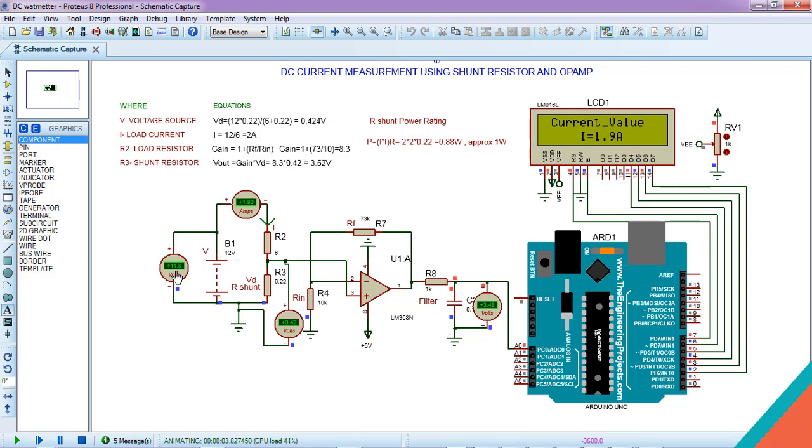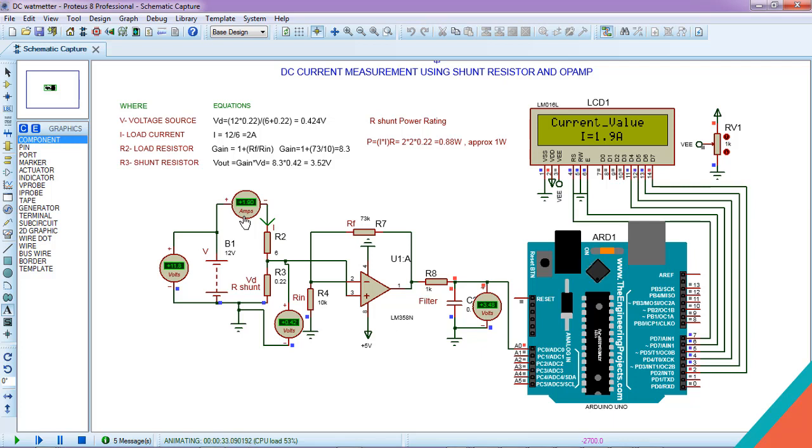Okay, the voltage is 11.8, which is almost 12, and the current from the ammeter is 1.8 amps, which is almost 2 amps. Okay, the voltage drop is 0.42, which seems to be exactly what we get from the calculation. And the output of the operational amplifier is also around 3.512. As you see here on this liquid crystal display, the current is 1.9 amps, which is exactly the same as the current from the ammeter.